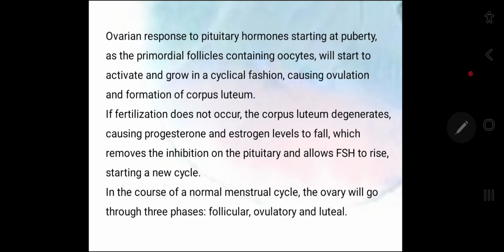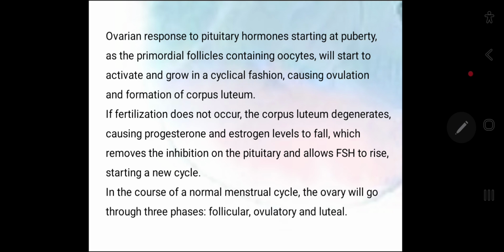When it reaches the size of a dominant Graafian follicle, it is ready for ovulation. Ovulation occurs in response to the luteinizing hormone surge, which occurs at mid-cycle, around day 14 in a 28-day menstrual cycle. At ovulation, the Graafian follicle will release the secondary oocyte, and the remaining follicular cells that surround the oocyte will remain in the ovary and form what we call the corpus luteum. This is called the luteal phase. It represents the second half of the menstrual cycle.